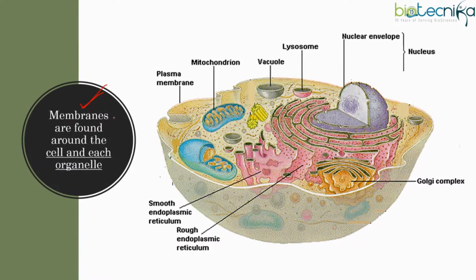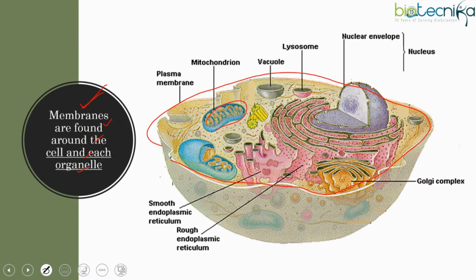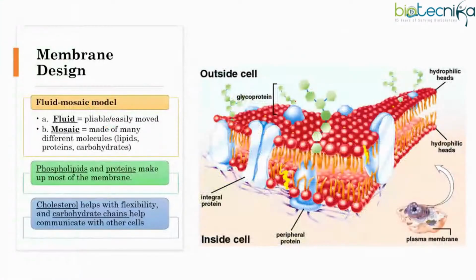Let's quickly cover membranes. Membranes are found around each cell, and around the organelles also. You can see here that these membranes are present all over the cell, and even the organelles, that is mitochondria, vacuole, lysosome. Some are even covered by a double membrane, like the nuclear membrane and mitochondrial membrane. So, a single membrane can be there, a double membrane can be there.